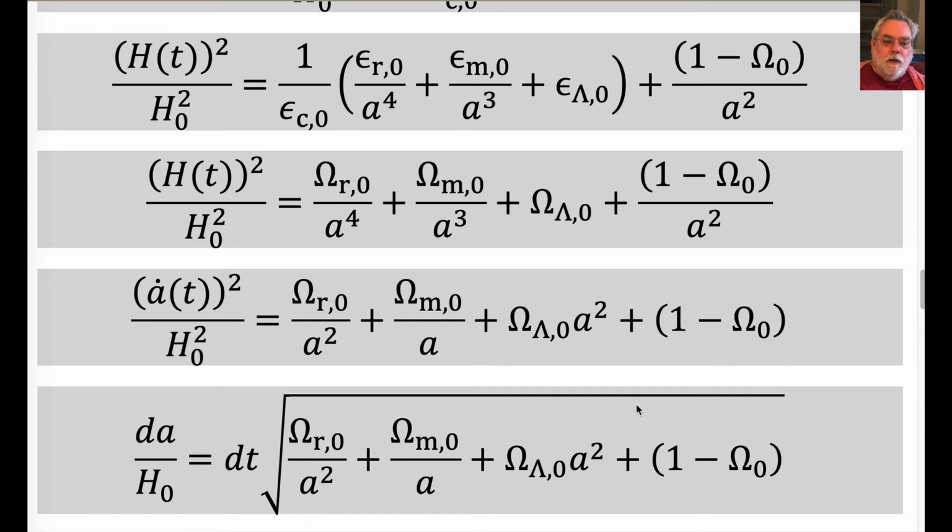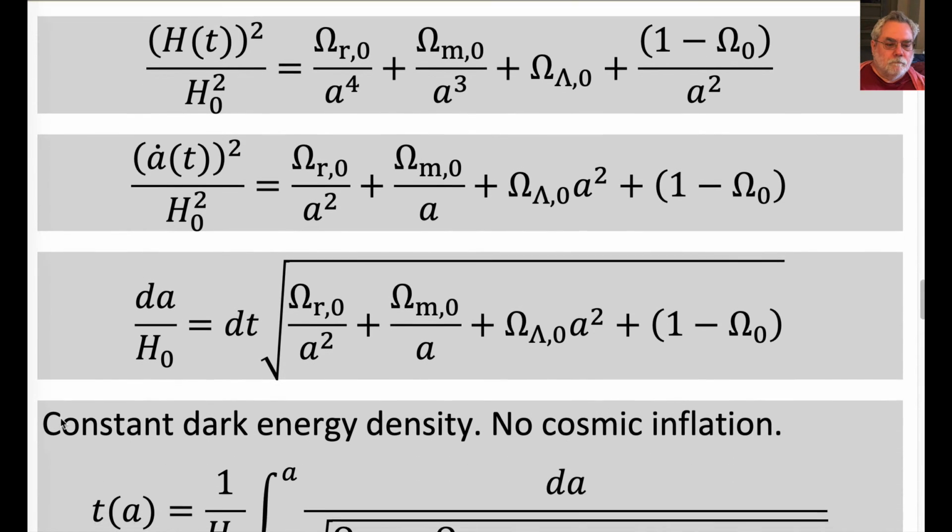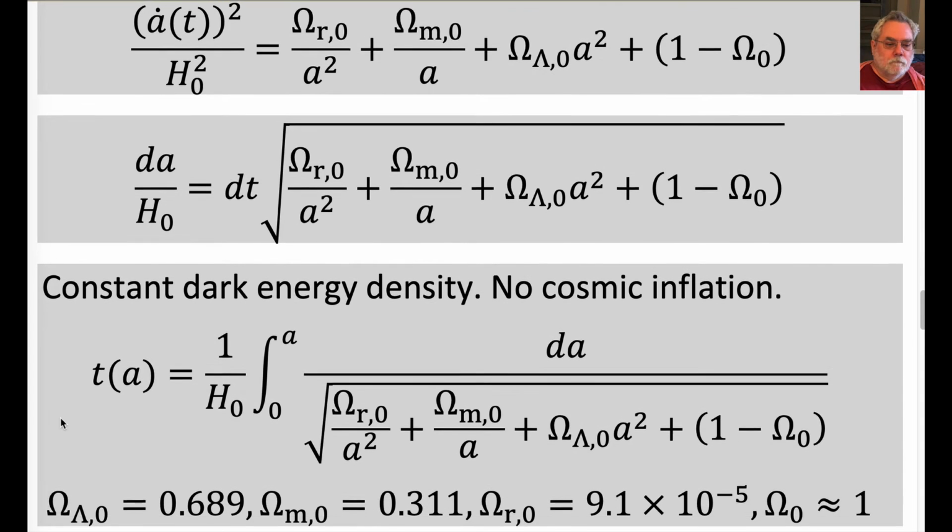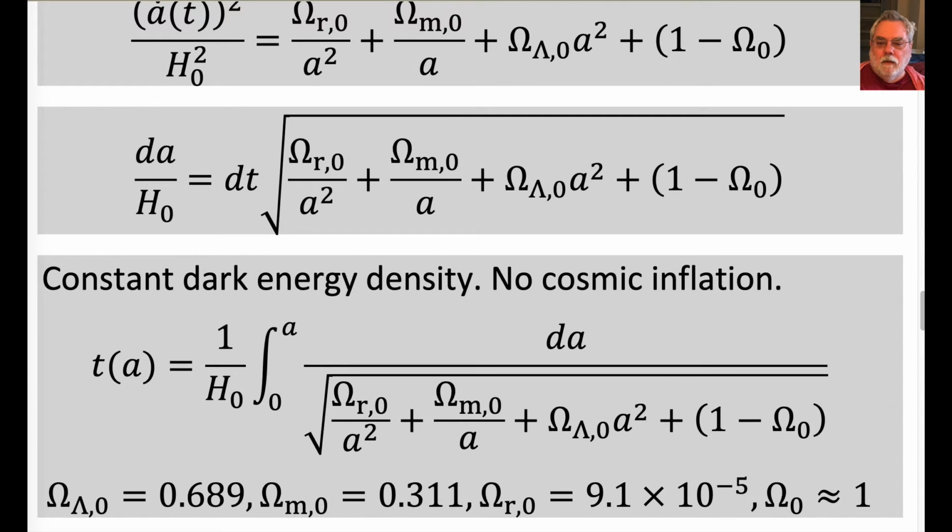Now we move the square root to the left-hand side, exchange sides, and we integrate both sides from time 0, at which the scale factor is 0, to some scale factor of interest for which we want to know the time. In this equation, we've assumed constant dark energy density and no cosmic inflation.